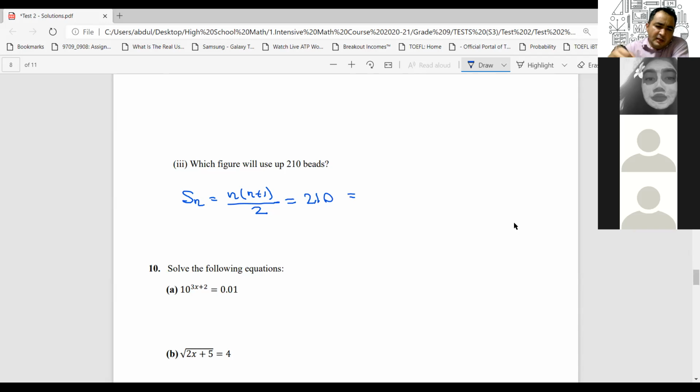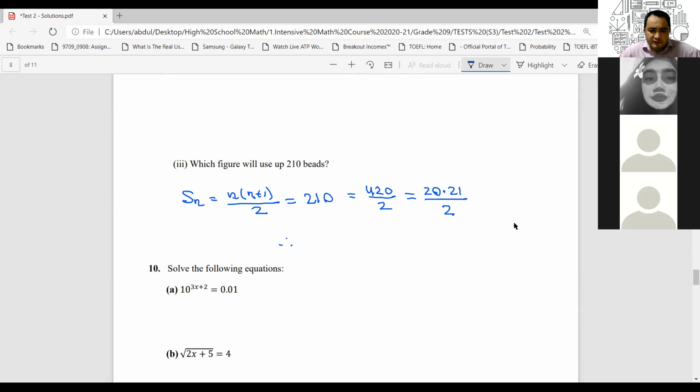Of course, we can also solve the quadratic equation, but a simpler way is just guess and trial. We know that 420 divided by 2 is 210. And how about 420? Can I write it as a product of two consecutive numbers? Yes, they are 20 times 21 over 2. As you see here, if n equals 20, then n plus 1 will be 21.